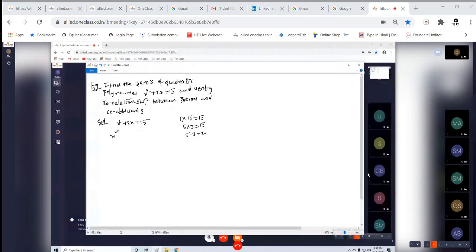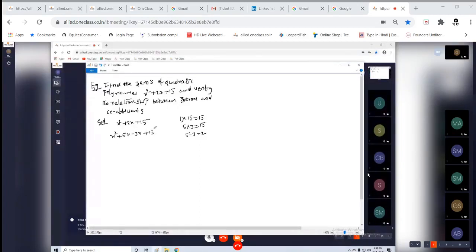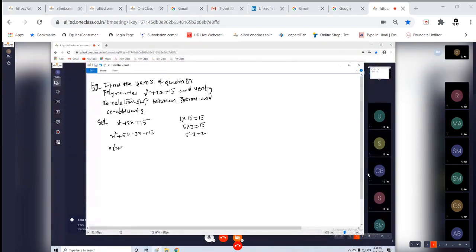Therefore, what we can say: x square plus 5x minus 3x plus 15, giving 2x. Now look at here. In these two, x is common: x into x plus 5. I will take minus 3 outside. So minus 3x minus 15 by minus 3 means x plus 5. Outside minus means this will become plus, this will become minus. Now in these two, what is common? X plus 5.